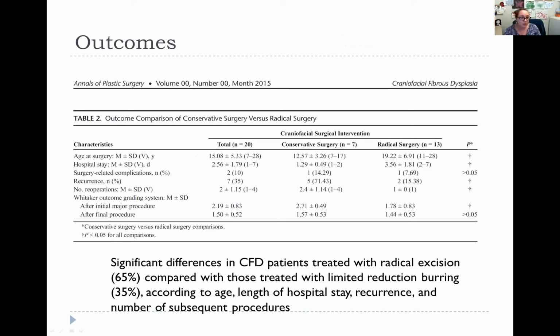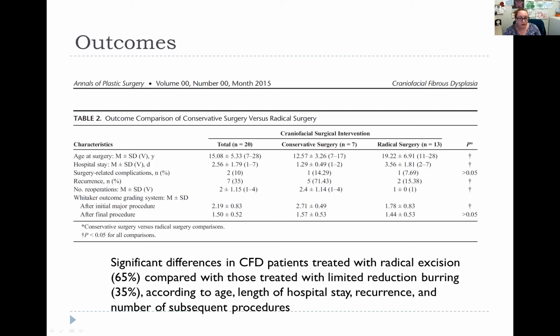And then finally, just looking at some outcomes from some papers that have been written recently. This paper from the Annals of Plastic Surgery looked at conservative surgery versus more radical surgery, which is like removing that entire segment of bone. They're basically showing that radical excision compared with limited reduction, when controlling for things like age, length of hospital stay, recurrence, and number of procedures, was all found to be significant. So that makes sense.